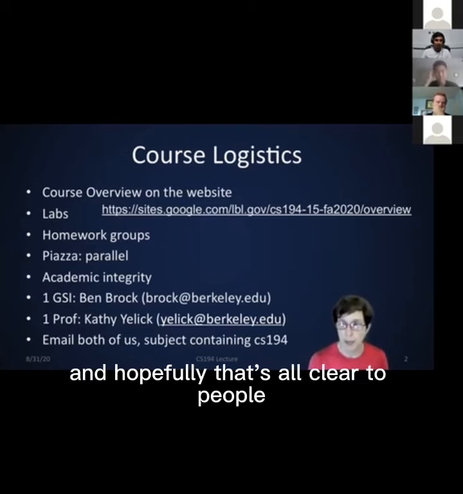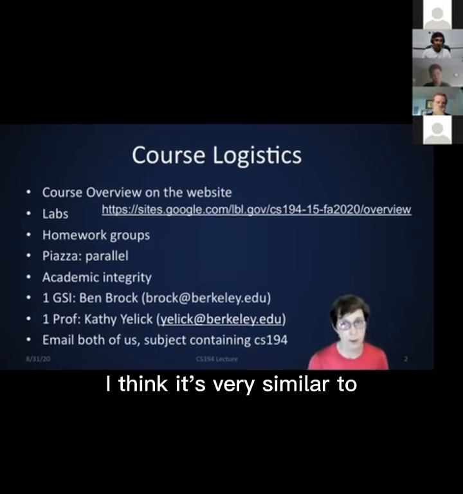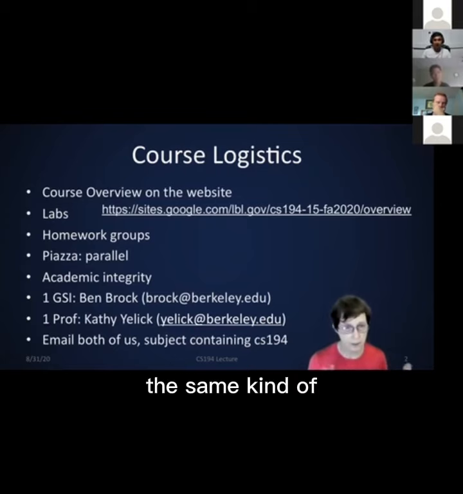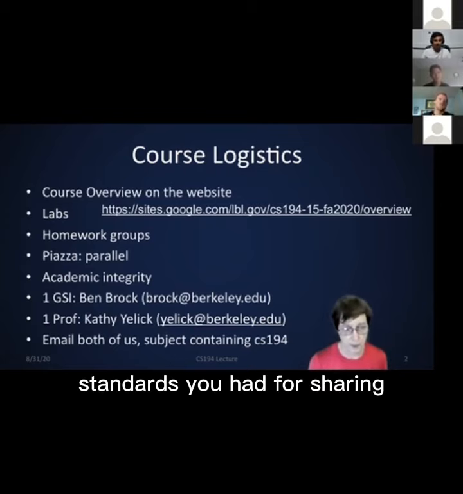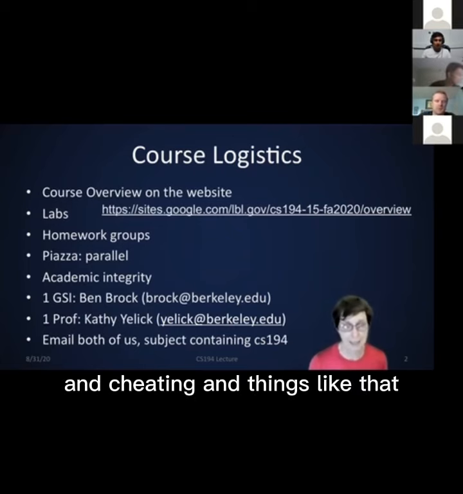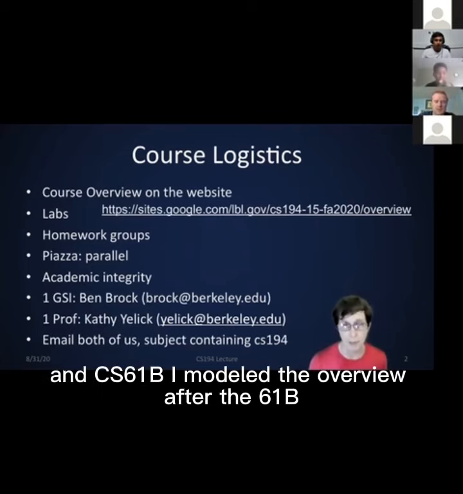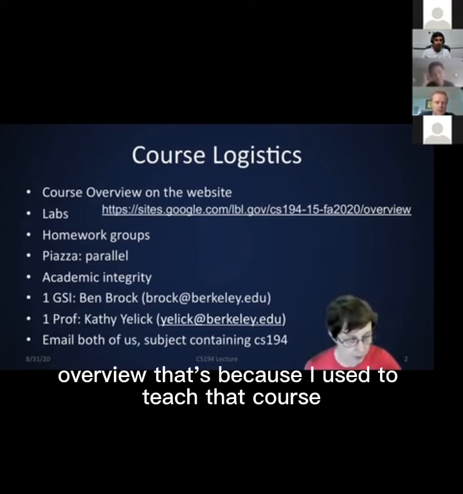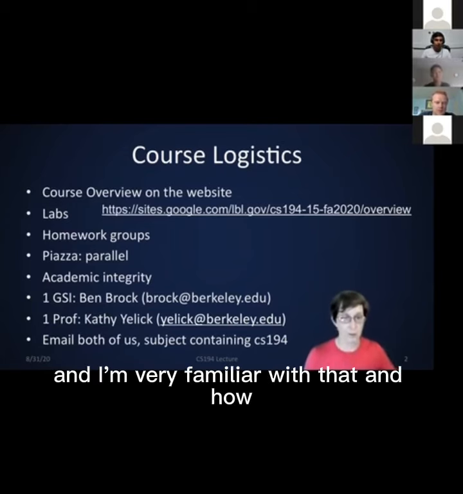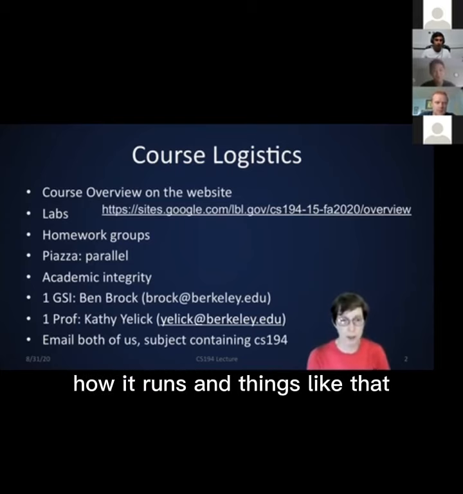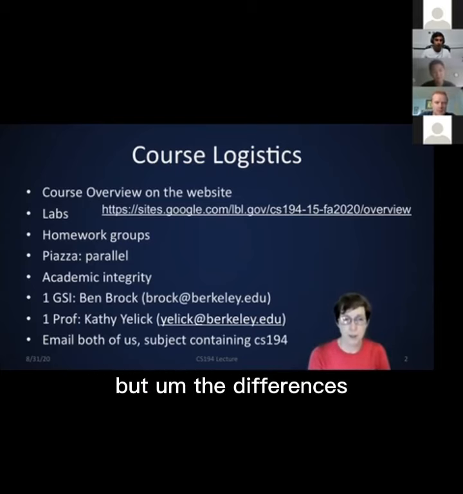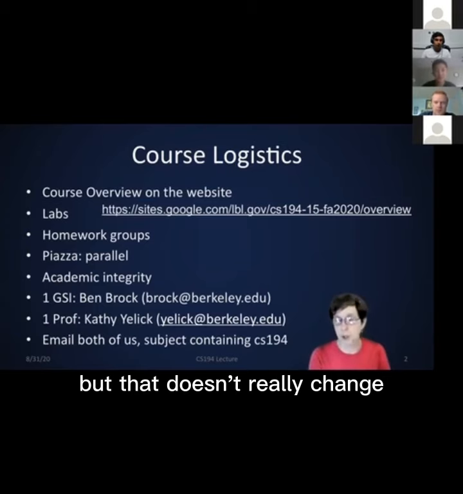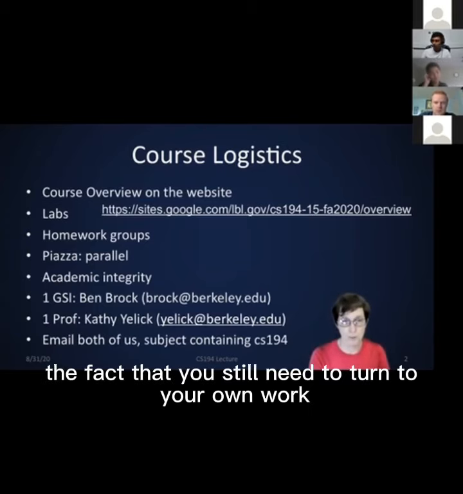So, hopefully that's all clear to people. I think it's very similar to the same kind of standards you had for sharing and cheating in CS61B. I modeled the overview after the 61B overview. That's because I used to teach that course, and I'm very familiar with it and how it runs. But the difference is we do have these homework groups, but that doesn't really change the fact that you still need to turn in your own work.